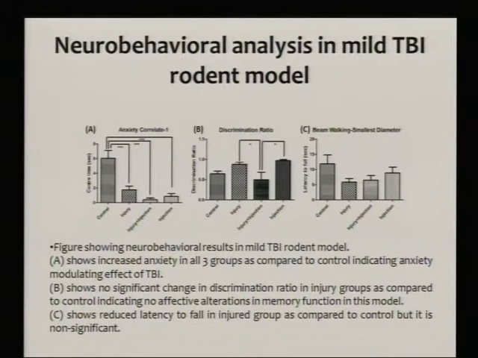As I said, we also did the neurobehavioral analysis in this mild TBI rodent model. In this model, we observed the anxiety correlate. It showed a significant difference in the group as compared to the others. But the interesting thing was that the anxiety was high in both the anesthesia only group as well as the injury group. As we all know, anesthesia also modulates anxiety. So both these things are important. We conclude in this study that anesthesia also modulates anxiety and injury also modulates anxiety. But the taurine was low because of the injury.